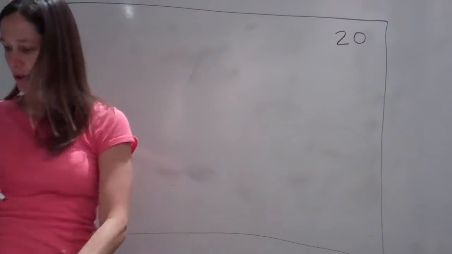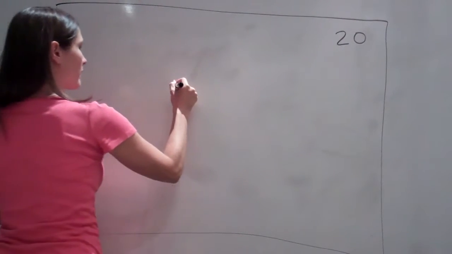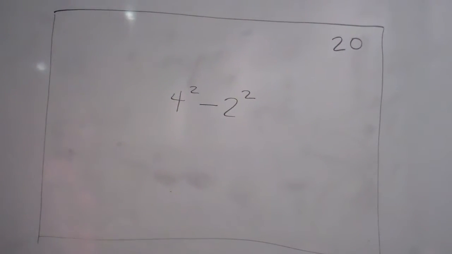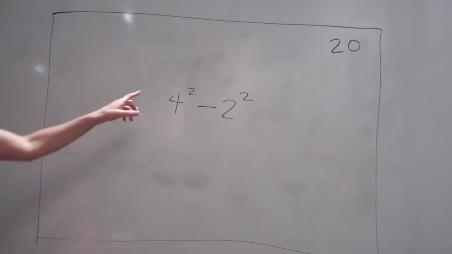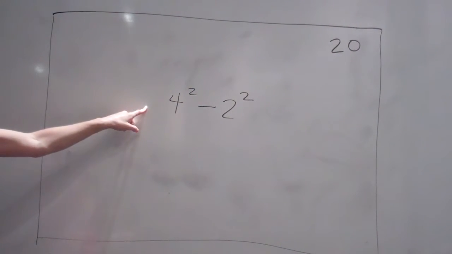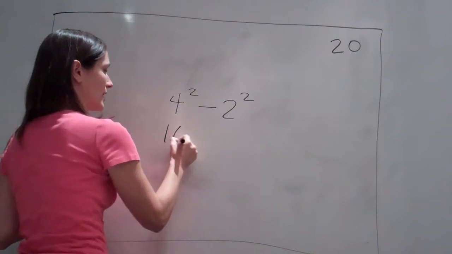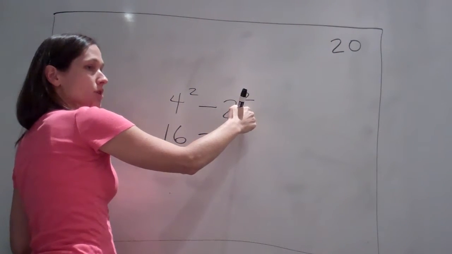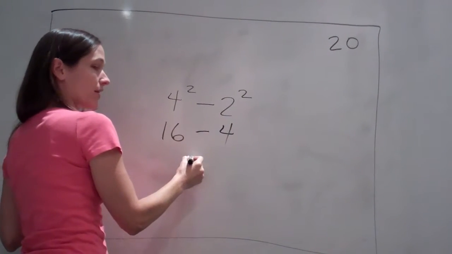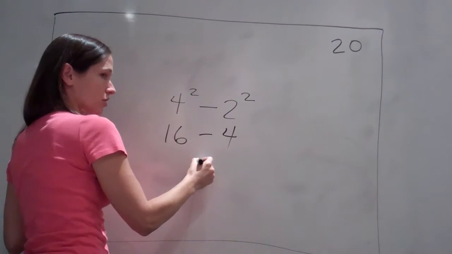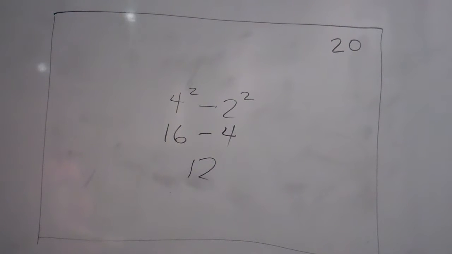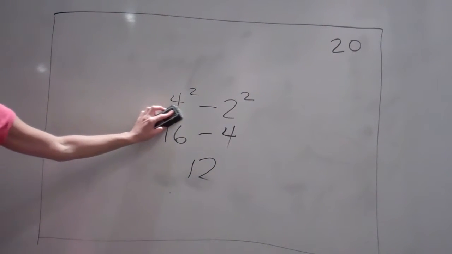Now, let's actually do a problem. Here's what one of them looks like. 4 squared minus 2 squared. You can do it on your paper if you'd like. Somebody help me figure out what 4 squared would be. 16. 4 times 4 is 16. And 2 squared is? 4. 2 times 2 is 4. So my final answer would be? 12. Very good. 16 minus 4 would be 12. That would be our answer. Good job.